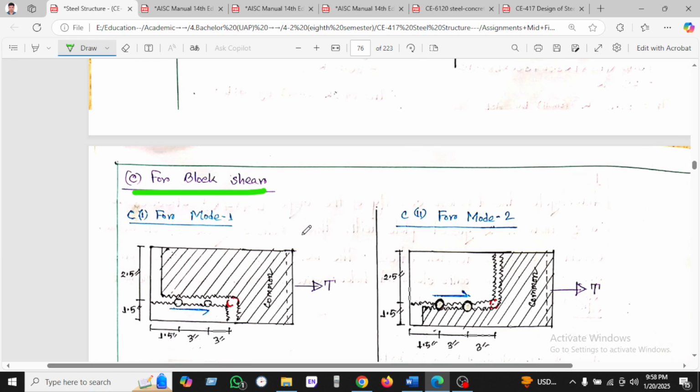We have to consider the mode. What is a mode? A mode is nothing but which pathway will fail. This is called the mode. At first we consider that the bottom portion will not tear with the upper plate, so the upper plate will tear. In the second case, the upper plate remains the same with the structure, and the lower plate will tear. So these are mode 2 and this is mode 1.